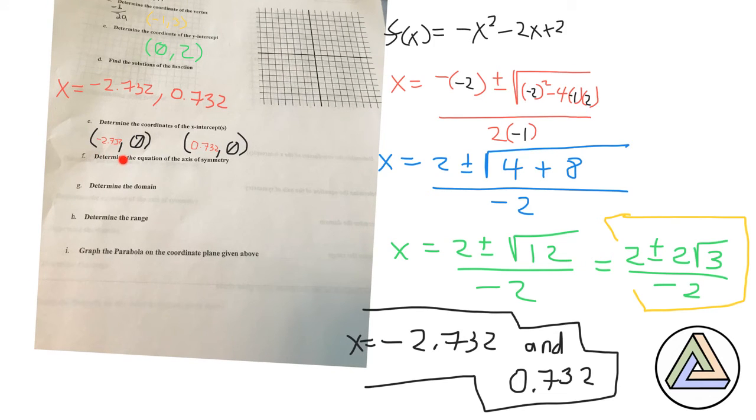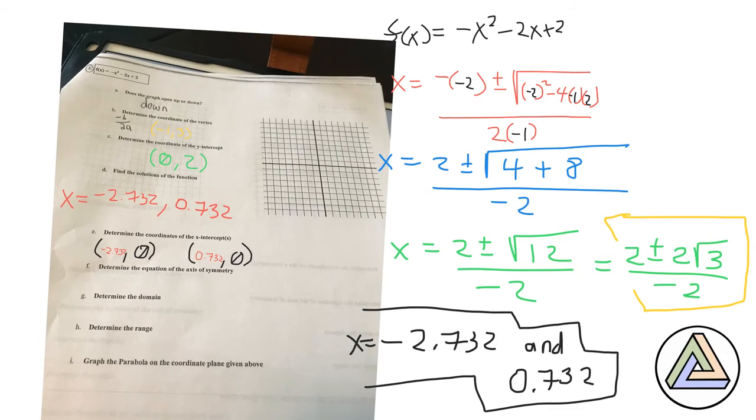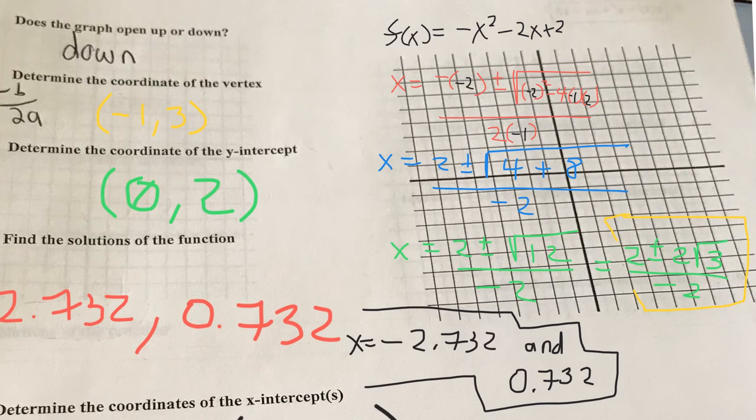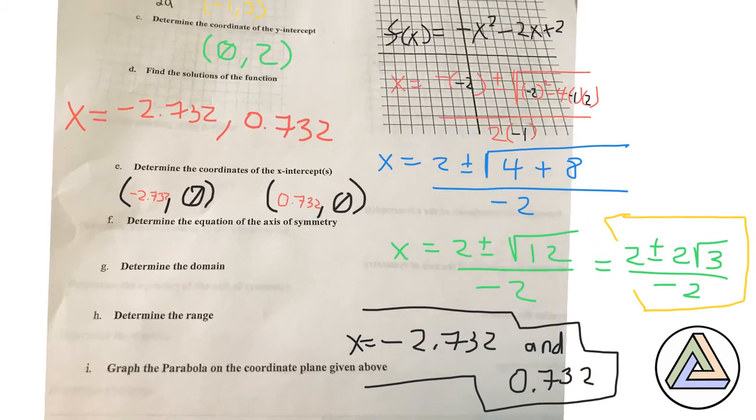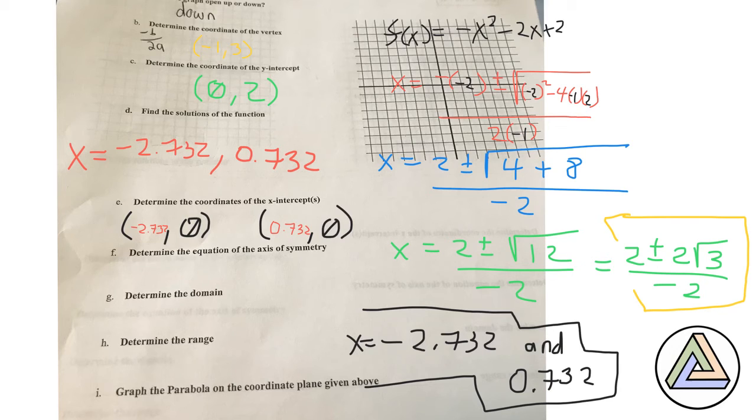All right, moving on. Determine the equation of the axis of symmetry. Well, we already figured out that that's just a matter of writing x equals some number. And what is that number? That number will be the x-coordinate of the vertex. It's going to be -1. If you were paying very close attention to the last video, that was covered for sure. So the equation of the axis of symmetry will be x equals -1.